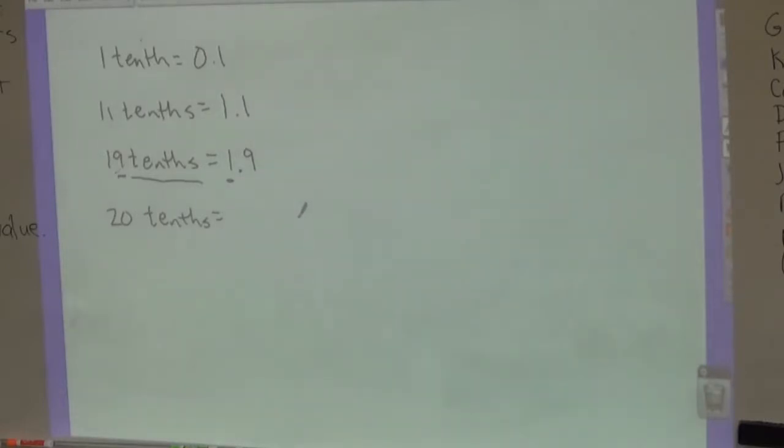20 tenths. Kristen, do you have your hand up? What do you think it is? 2.0 will work well. The .0 does not change the total amount of this number. So you do not need to put the 2.0. You can leave it just as the number 2.